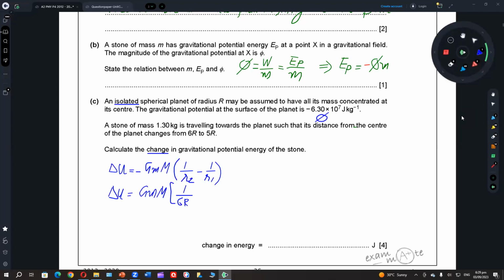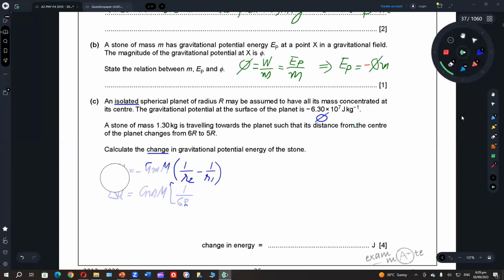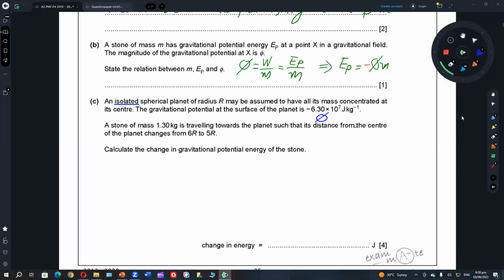But I don't have the bigger mass. So I think we should work on the potential rather than this, we can work on the formula given above. I think we can't use this formula here because the mass of the source planet is not given. So we can focus on the formula EP is equal to minus phi into m. Phi is given.